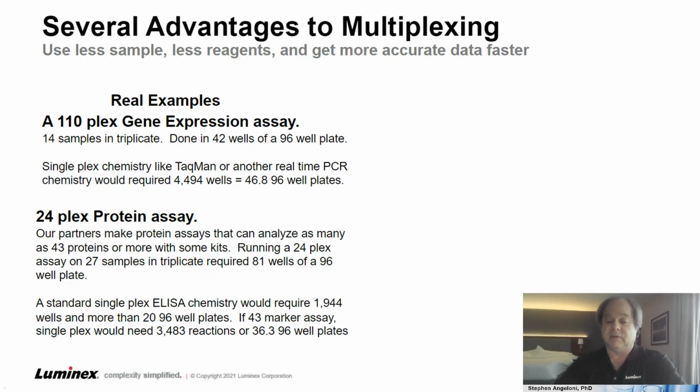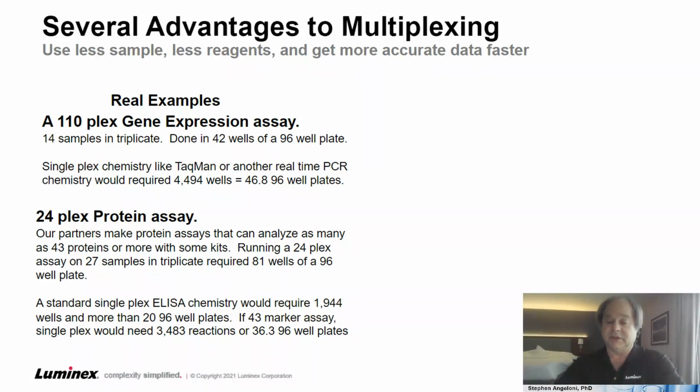No matter what plex you're running with Luminex, when we were running, say, this 24-plex with 27 samples in triplicate, it only required 41 wells of a 96-well plate. And as I said, that number of wells would still be the same, whether it was 24-plex, 43-plex, 10-plex, whatever it was, it'd be the same number of wells on a 96-well plate.